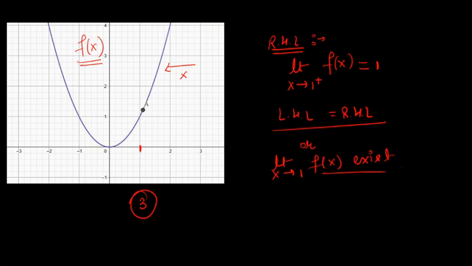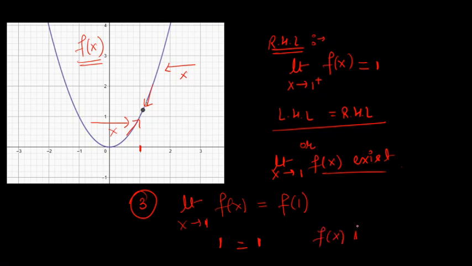Now moving toward the third condition. The third condition was that the limit as x approaches 1 of f of x should be equal to the value of the function at that particular point. Whether x is approaching from the left hand side or from the right hand side, the value of the function is approaching 1. So the value of the limit is 1 and the value of the function at that point was also 1. So all three conditions are satisfied. So we can say that f of x is continuous at x equal to 1.